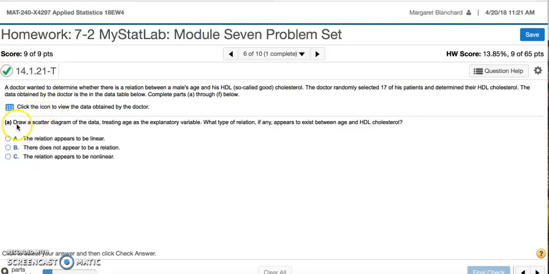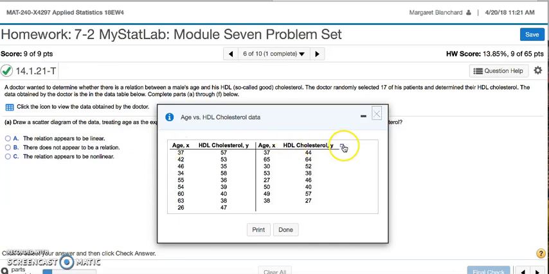So let's look at part A. Draw a scatter diagram of the data treating age as the explanatory variable. What type of relation, if any, appears to exist between age and HDL cholesterol? So let's go ahead and do our scatter diagram. We're going to click on our data set and then click on the icon to open it in StatCrunch.